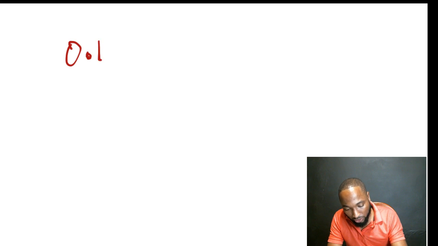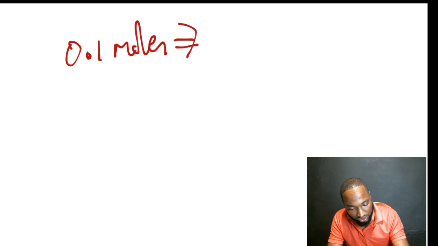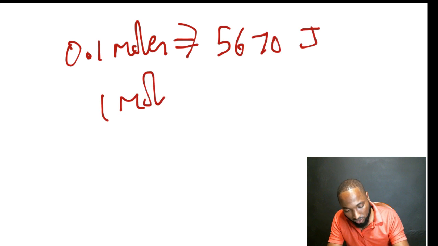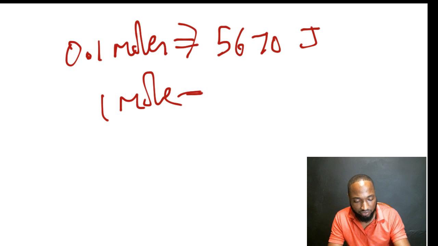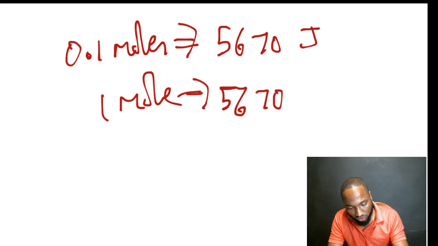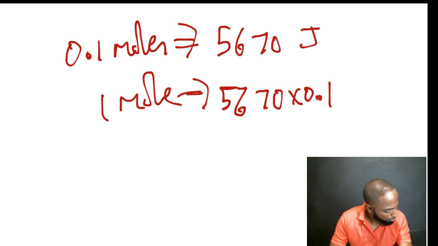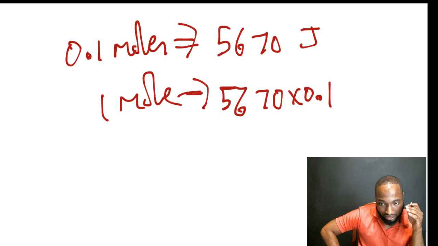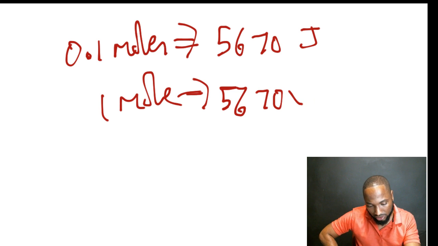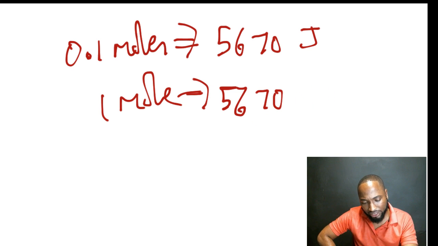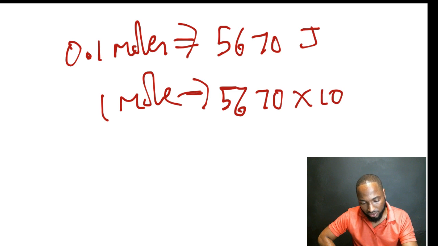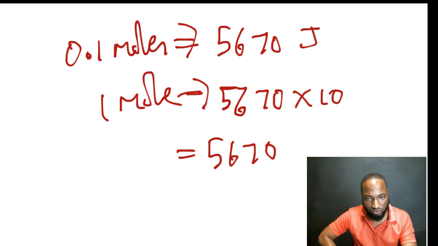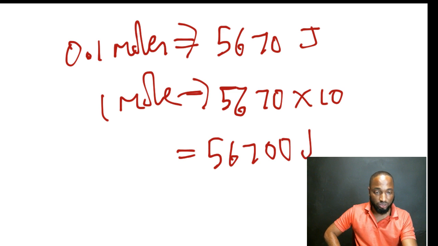And now we can say 0.1 moles gives 5670 joules. So therefore 1 mole, I can multiply by 10, because that's like 1/10. 1 mole will give 5670, I can multiply by 0.1, or not, multiply by 10. To find for 1, divide by 0.1, multiply by 1, which is the same as multiplying by 10, which is going to be 5670 joules.